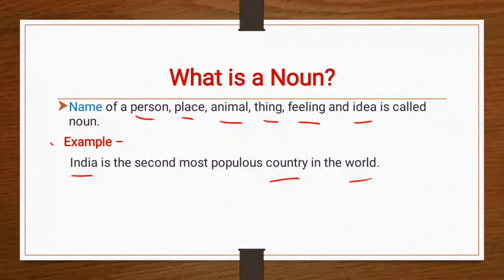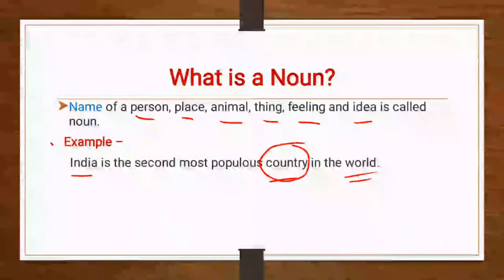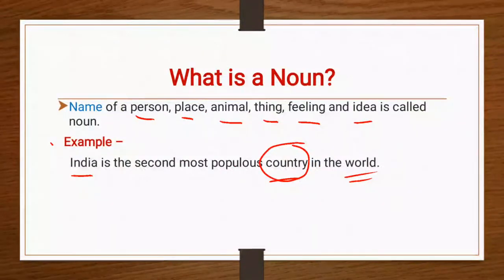India is the name of a place. Any nation with its own government is called country, and the earth together with all of its countries and people is called world. And that is why these 3 words are playing the role of a noun in this sentence. Let's take one more example.